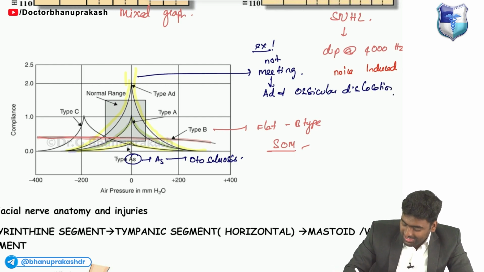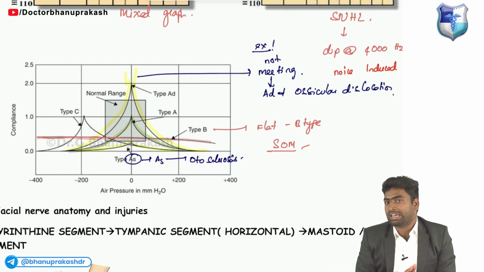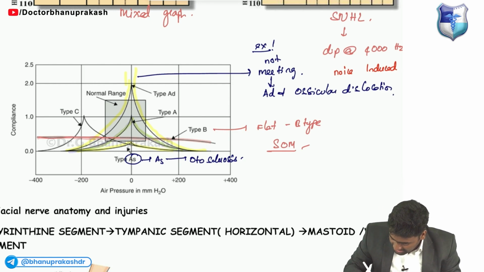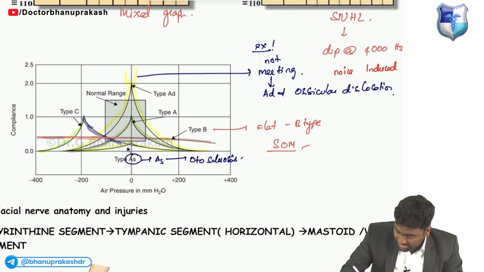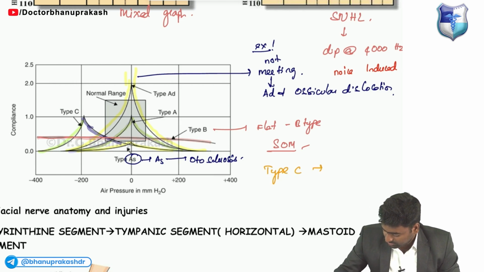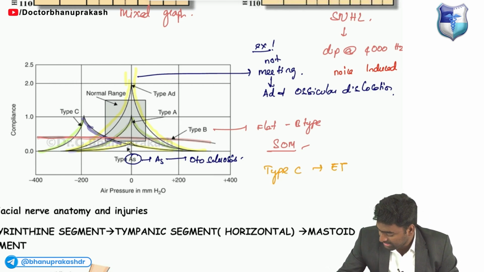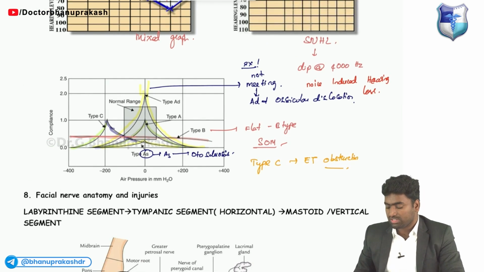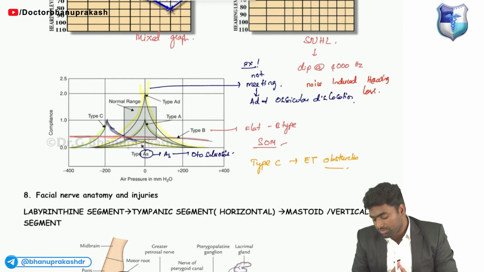Then, if you see the same type of graph, but located somewhat before it, that is the type C graph. This type C graph will be seen in a case of Eustachian tubal obstruction. Okay, type C. Fine. So these are the tympanometric findings you need to remember.